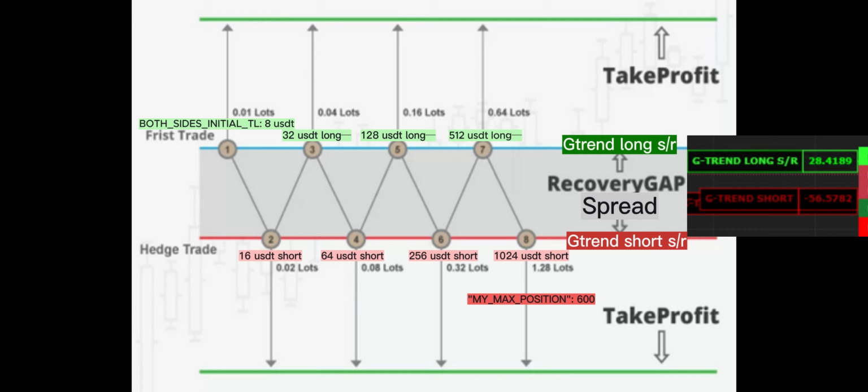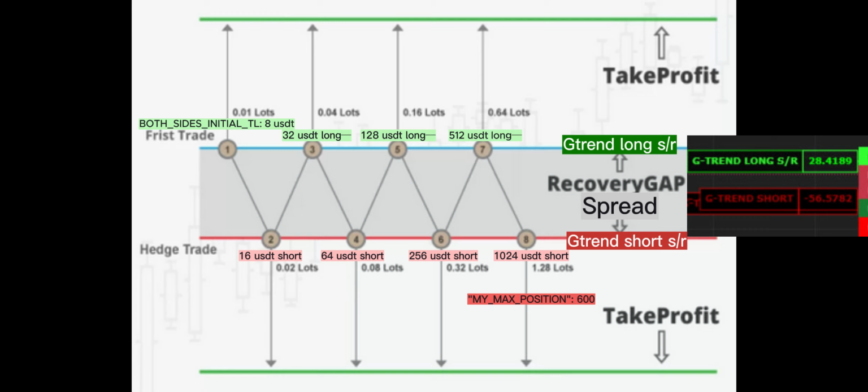Okay, now in this picture, it shows the both sides initial trading limit of 8. That's our starting point. That's our first trade. The next trade, it will be for $16, which will be a short. Now, let's say the market reverses right there. It will go up until $32 and it will open a $32 long. Let's say it reverses again. It will open up a $64 short. Now, let's say it gets close to take profit, but it reverses prior to taking profit.